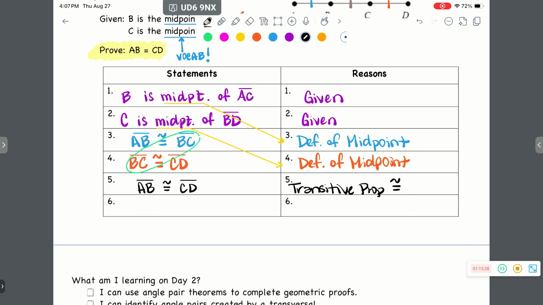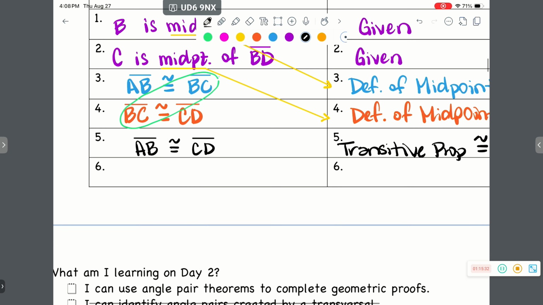I heard some of y'all saying symmetric property. Guys, symmetric property would only look like this. If this said AB is congruent to CD, and then on the next line, I wrote CD is congruent to AB. That's the symmetric property. When I take a line and then I choose to flip it on the next line. Does that make sense? That's not what's happening here.